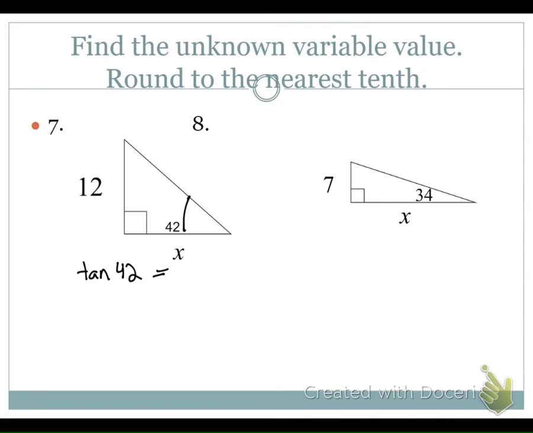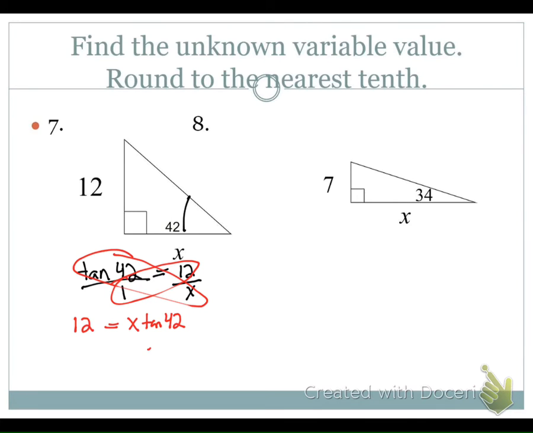Equals, what's opposite of the 42? 12. 12 over adjacent, which is x, because the 42 and the 90 are angle measures, so they're not side lengths. And then this is where we use the cross product and solve. So we have 12 times 1 equals x times tangent of 42. I'm going to write x tan of 42.